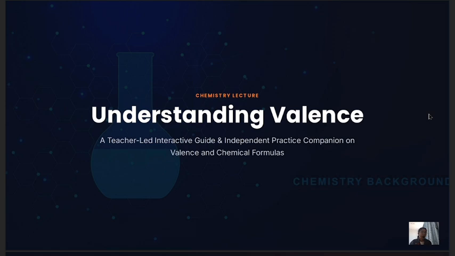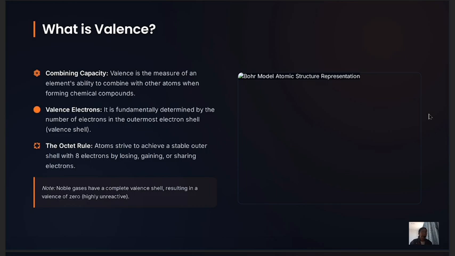Today we are going to explore a key concept in chemistry called valency, or valence. This session is designed to be an interactive guide. Together we will learn what valence is, how to use it, and how to write chemical formulas. We will learn how to use the quick crisscross method, and then we will do some practice tasks and homework preparation. Let's get started. First, in our presentation, you can see combining capacity.